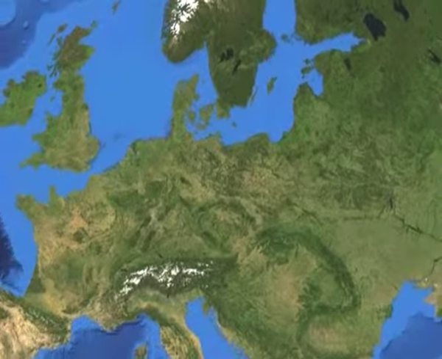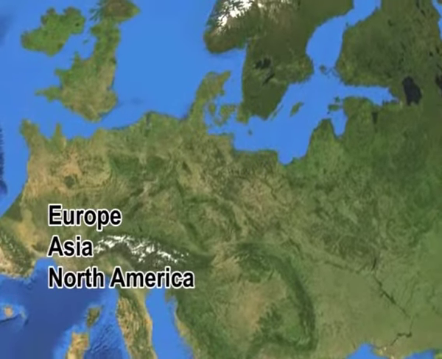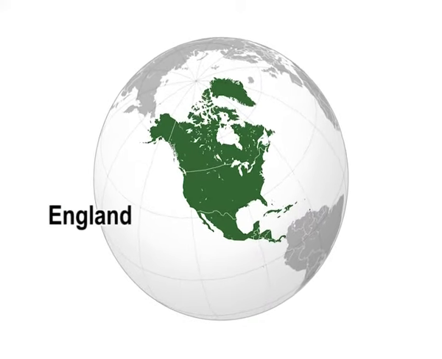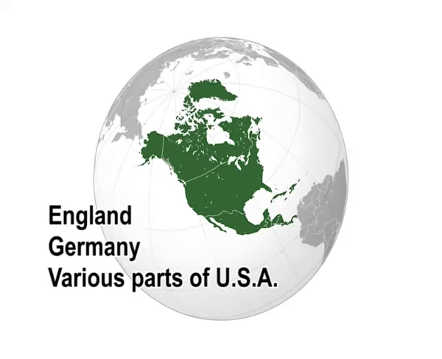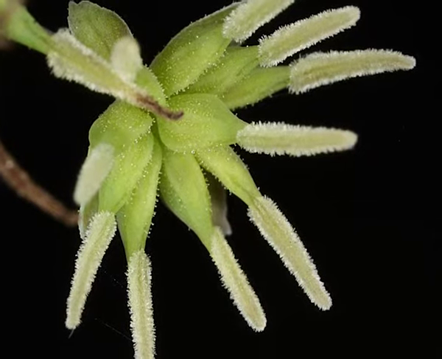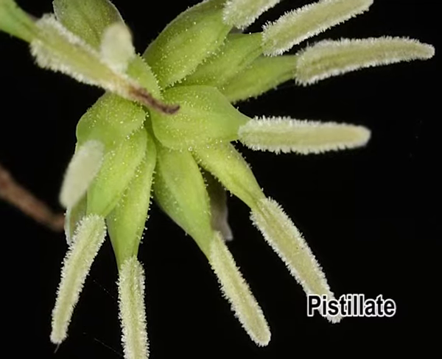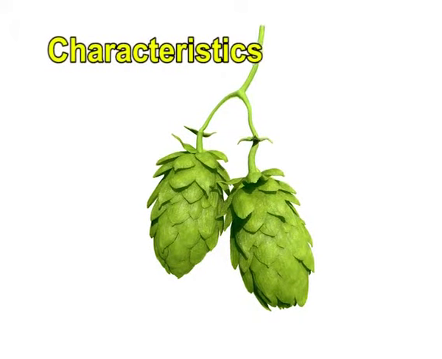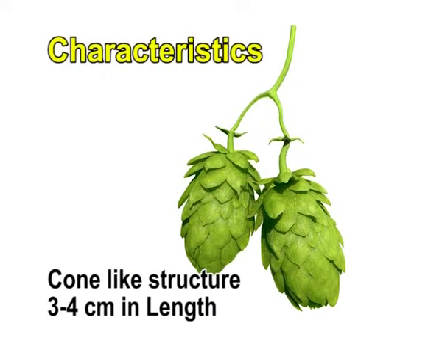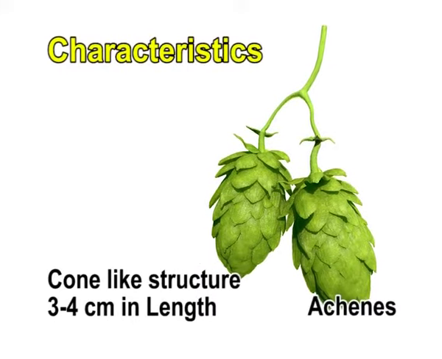Now, the plant is a perennial herbaceous climber which is indigenous to Europe, Asia, North America and Russia, and it is extensively cultivated in England, Germany and various parts of USA and Australia. Here it is important to note that only the pistillate or female plants are used in medicine. Coming to the characteristics, hop strobile is a cone-like structure which is 3 to 4 cm in length. The bracts have immature fruits called achenes.